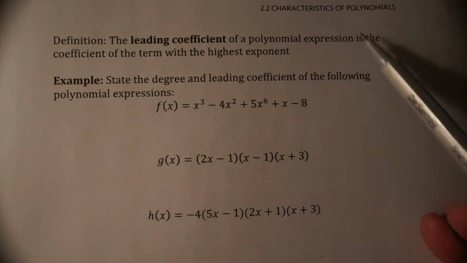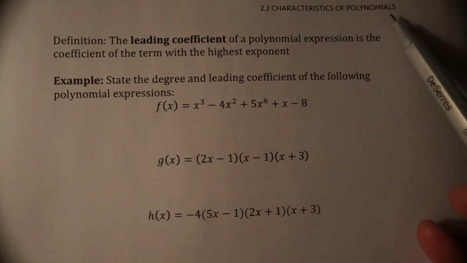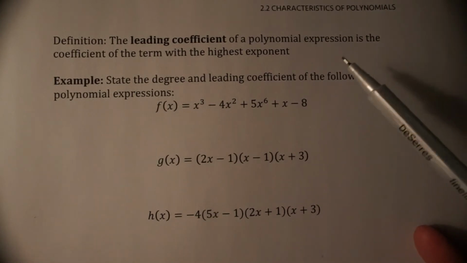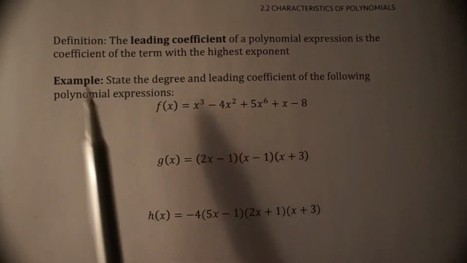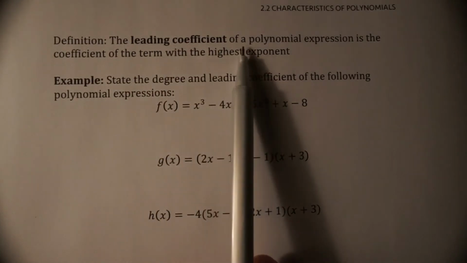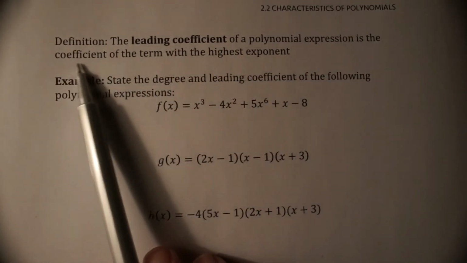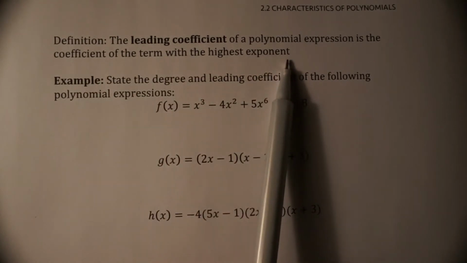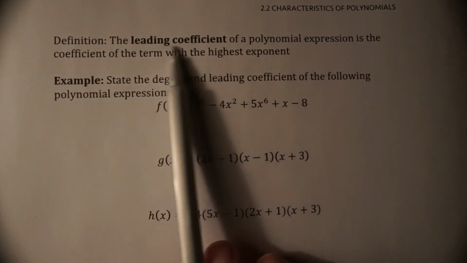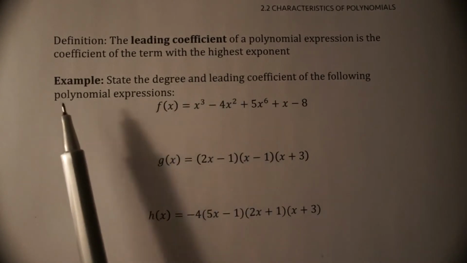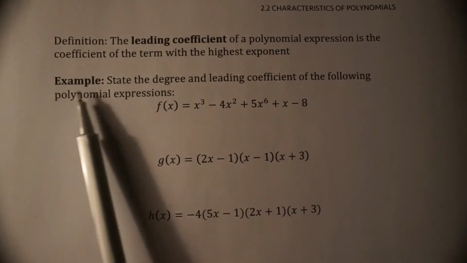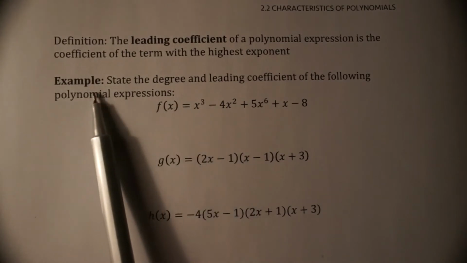So we're going to now look at another characteristic of polynomial functions, and that is the degree of the function, which we have already looked at, and the leading coefficient. The definition of a leading coefficient of a polynomial expression is the coefficient, that's the number in front of the term with the highest exponent. So that number in front is what we call the leading coefficient. The degree is the highest power of the exponent, so the highest power of the x, the variable.